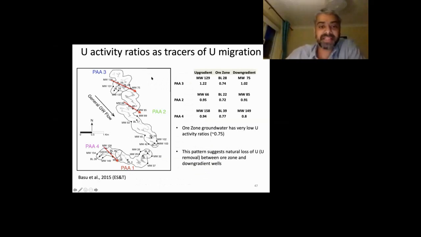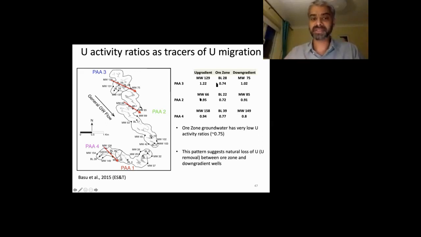We have collected samples, and I'm showing 3 transects here: one from an unmined area, PA4, and these are 2 mined areas. If you look at the ore zone groundwater, the values are very similar. The activity ratios are about 0.75, which is really low. And from the ore zone, if you go toward the upgradient or downgradient, the activity ratios increase. They reach a secular equilibrium value, sometimes even more than the secular equilibrium value.